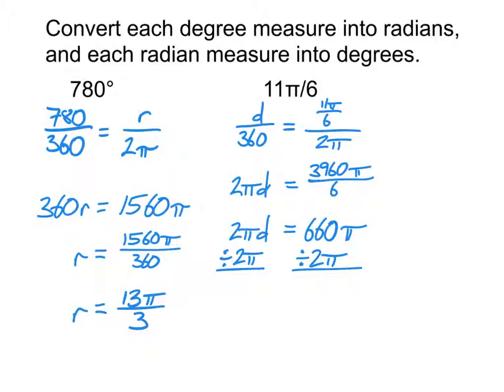And so really I'm just doing 660 divided by 2. So d equals 330. Now, of course, this is what d equals, right? d is degrees. So yes, I need to include the degree symbol on that. Remember, if we leave off the degree symbol, we're saying it's radians. In order to say it's degrees, you have to include the degrees.